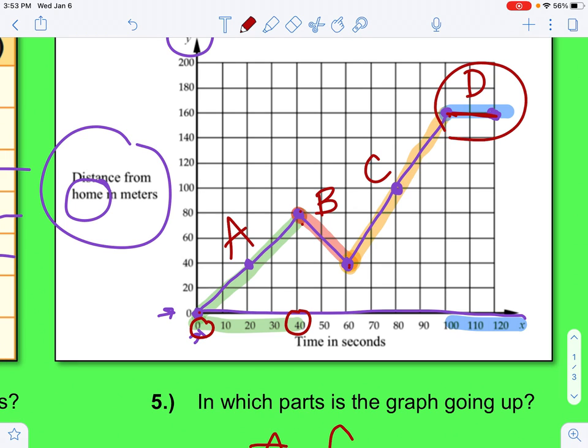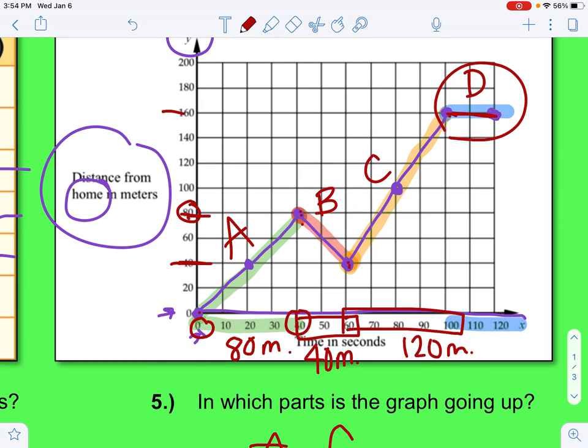Part A, from 0 to 40 seconds, he's moving 80 meters. Okay, so 0 to 40, he's moving 80 meters. And then from 40 to 60, he's going from 80 to 40, so that's another 40 meters. In our last section, section C, from 60 seconds to 100 seconds, he's moving from 40 meters all the way up to 160 meters. So that's 120 meters total.